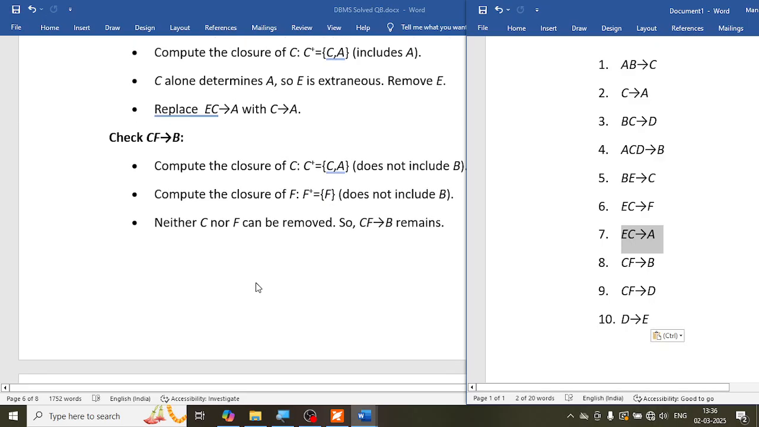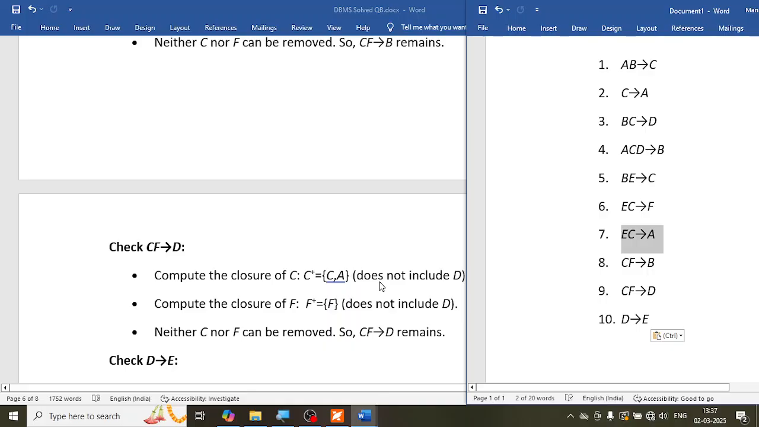Let's look at whether CF will derive B. We know that C can derive C itself as well as A. It cannot decide B, so it is ruled out. F, we know very well, can decide itself, so it cannot derive something else. So both C and F are required, and we cannot eliminate any one of them.